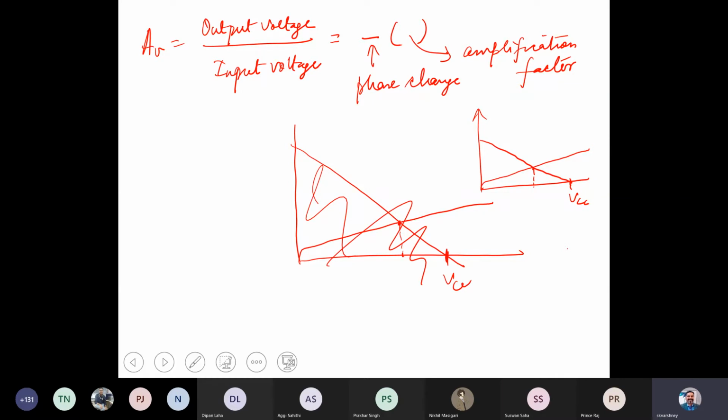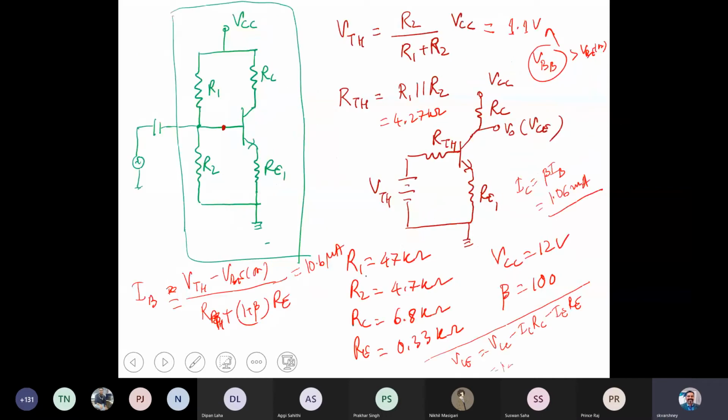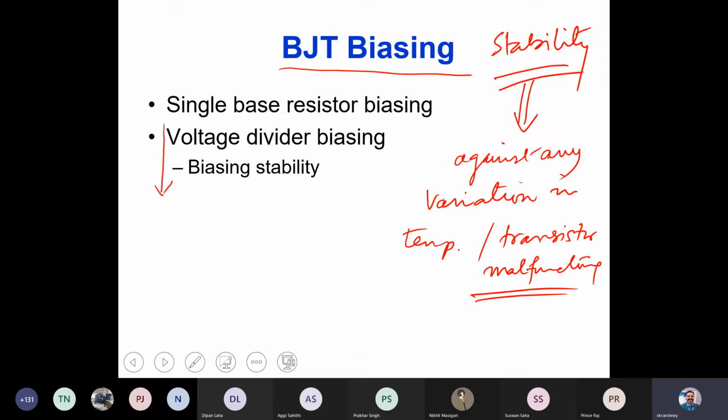So as I was talking to you yesterday, we did some example of having an R1 and R2. We didn't explain why we were doing it, but this is basically required to provide the biasing. So we need to do the BJT biasing because it's basically about stability, and this stability is against variation in temperature or transistor malfunctioning.